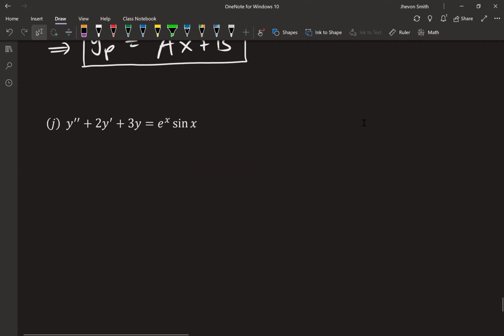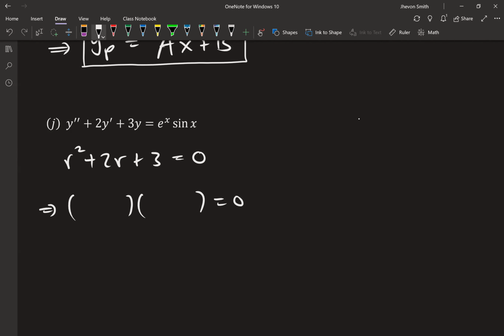Here is another. So we start out the same. R squared plus 2r plus 3 equals 0. That's the characteristic equation. Does that factor? You would guess like 3 and 1 would be the only guys. However, with all these signs positive, not going to work out. So it doesn't factor. So what do we do when it doesn't factor? Panic. No, we don't panic. What do we do when it doesn't factor?